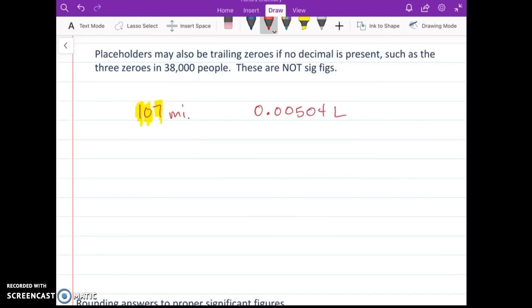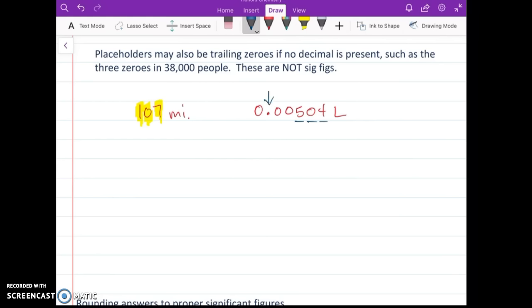Let's try the number 0.00504 liters. Which ones are significant? Okay, you should have underlined or highlighted the 5, the 0, and the 4, not the ones to the left of the 5, because those are just placeholders. Remember, they're not trailing zeros because they come before the 5. They're also not captive. This is a point of confusion for a lot of students.